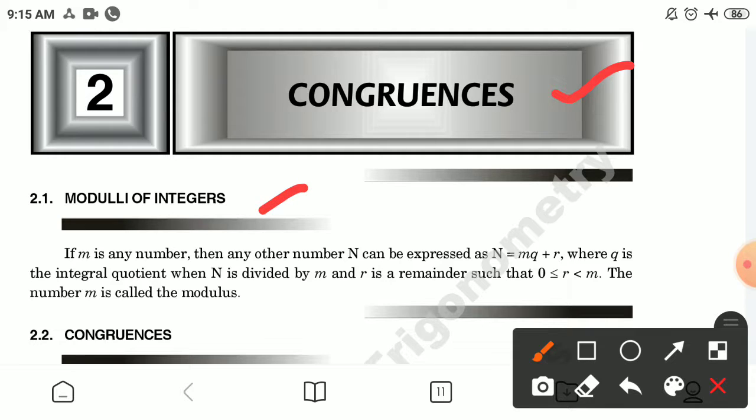If m is any number, then any other number n can be expressed as n is equal to mq plus r, where q is the integral quotient when n is divided by m and r is the remainder, such that r is between 0 and m, and r may be 0. The number m is called the modulus.